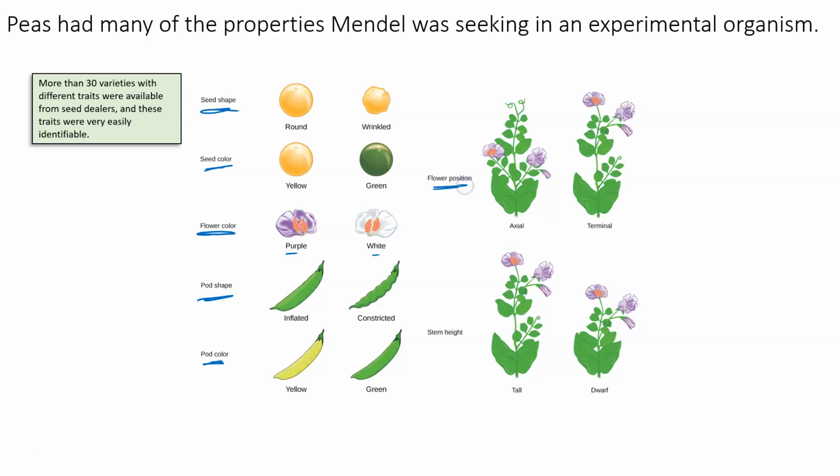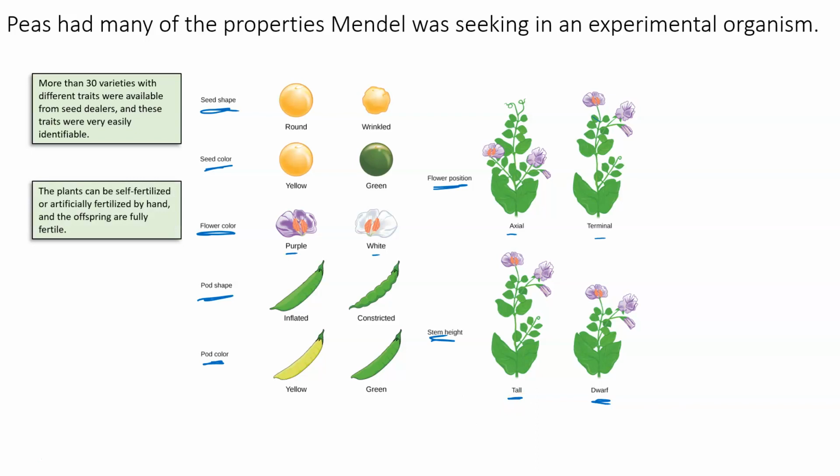Flower position, they're either axial or they're terminal. Axial means they're halfway down the plant. Terminal means they flower on the very tips. Stem height, you have tall plants and you have dwarf plants. Again, very easy to tell whether this particular pea plant is exhibiting the tall trait or the dwarf trait. Now, all of these are really, really easily recognizable traits.